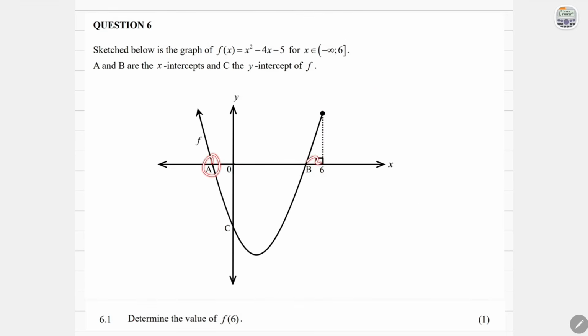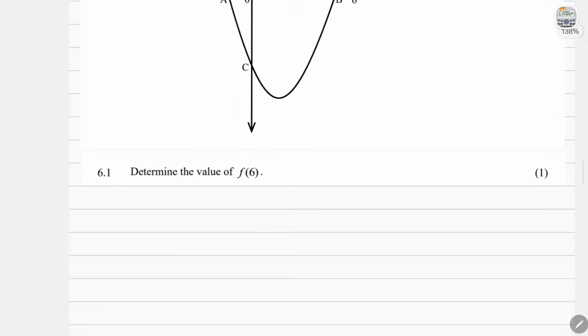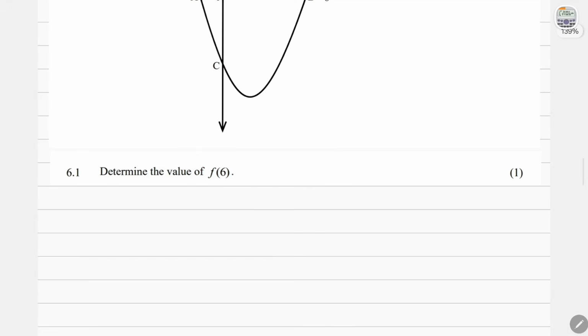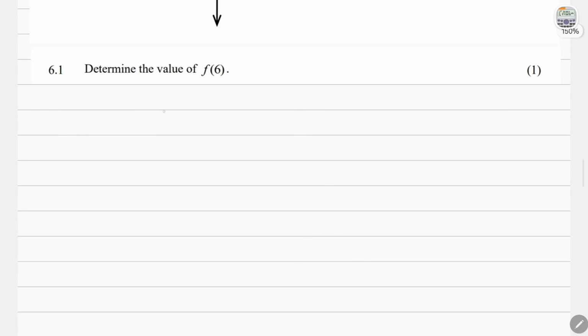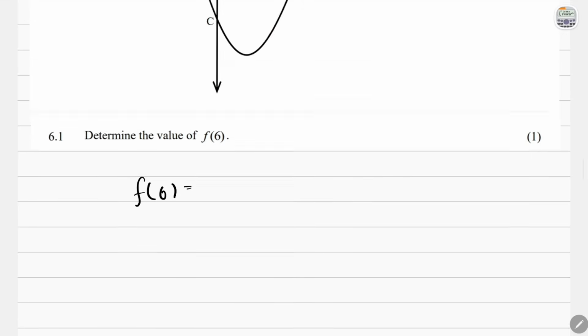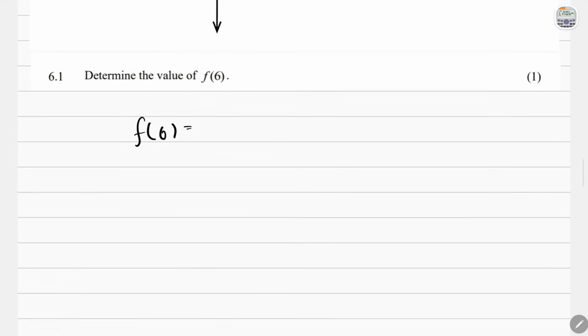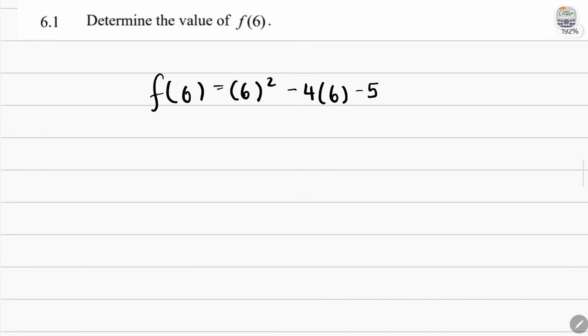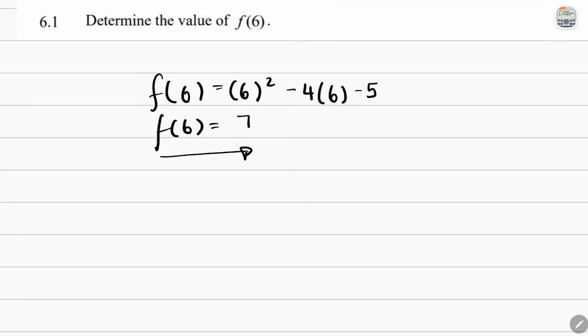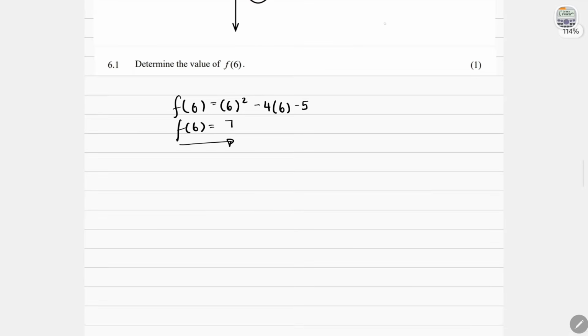A and B are the x-intercepts, and C is the y-intercept of f. And the first question is to determine the value of f of 6. Self-explanatory. F of 6, in place of x, substitute 6. So that's what we're going to do. Take the equation of f and substitute 6. And so f of 6 is equal to 36 minus 24. 36 minus 24 is 12, minus 5 is 7. And that is our answer. Moving on to the next question.